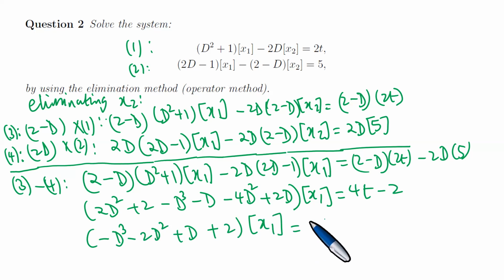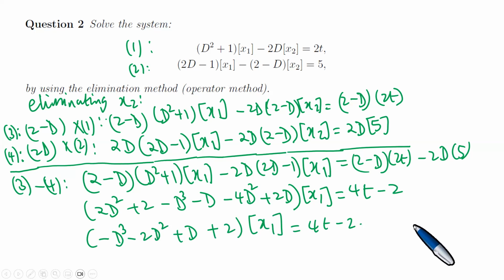Which is 4t minus 2. Okay, we have made progress in just one systematic major transformation of this. We should have used the triangular, but this is super, super powerful. This is how we do it if we have the system to solve.